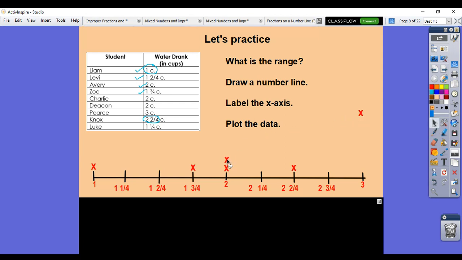Charlie drank 2 cups. Deacon drank 2 cups. Wow, a lot of people drank 2 cups. Pierce drank 3 cups. Pierce must have been pretty thirsty. I'm lining them up. Let's see. Oh, I forgot to put my check mark by Pierce. I better put it there. 2 2/4 for Knox. I'm lining it up with that second one right here.